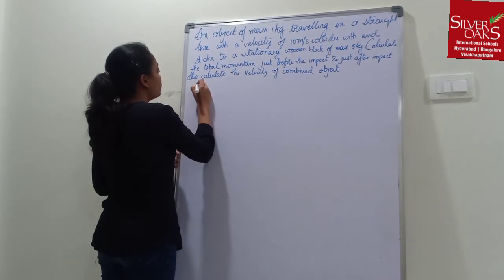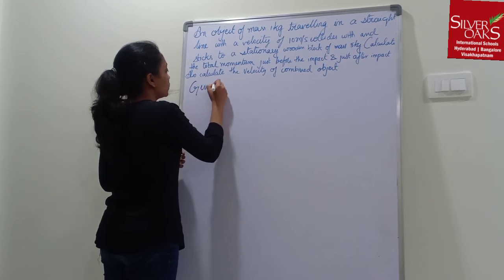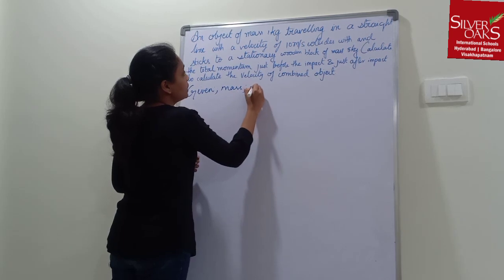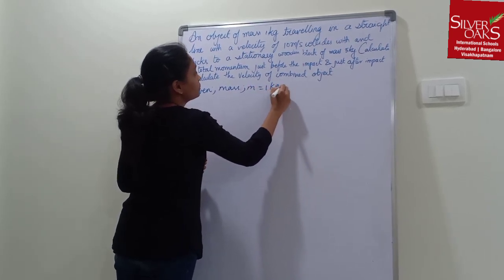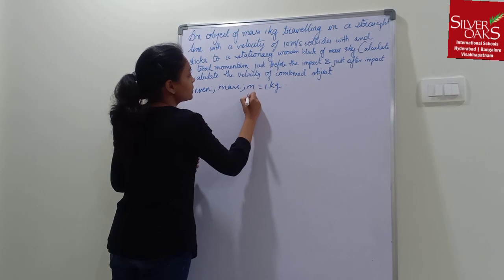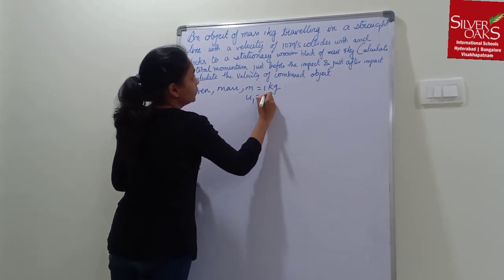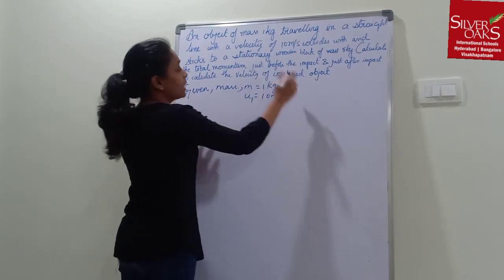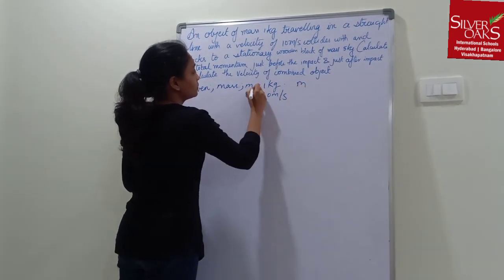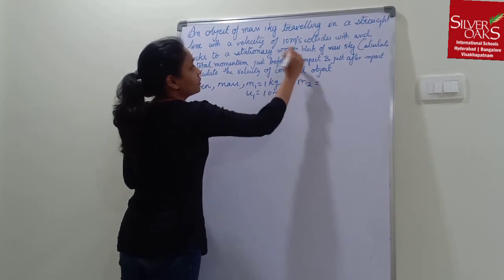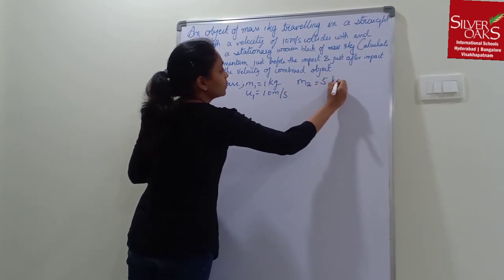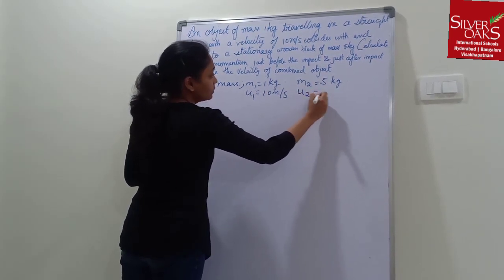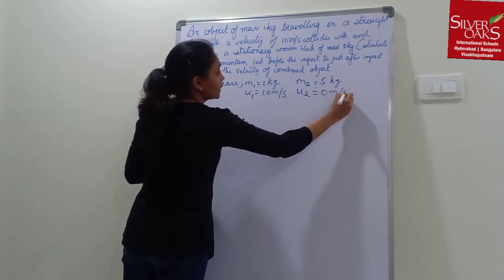So let's first write the given information. Given that mass of the object is 1 kg. Its velocity is 10 meters per second before collision. And then mass of the wooden block is 5 kg. Before collision, it is at rest. Its initial velocity will be 0 meters per second.